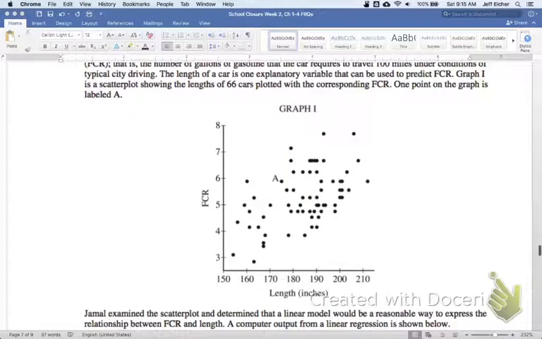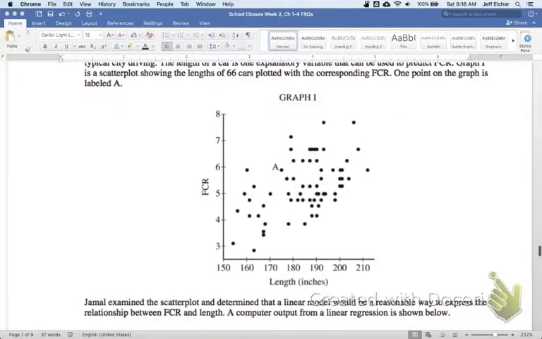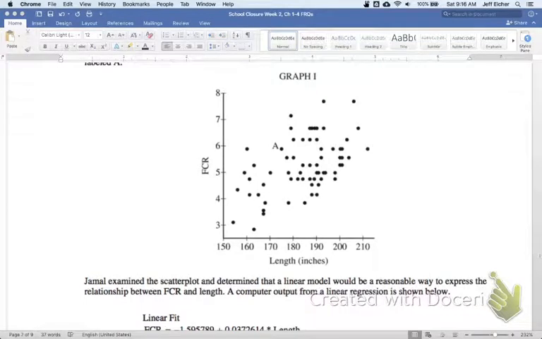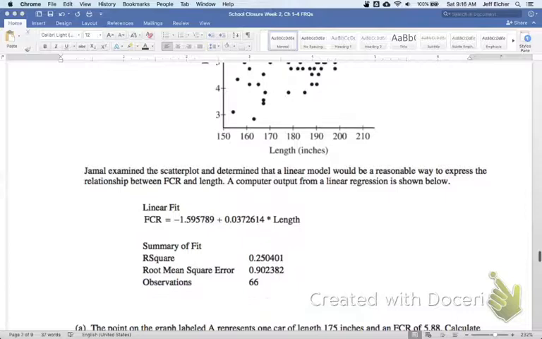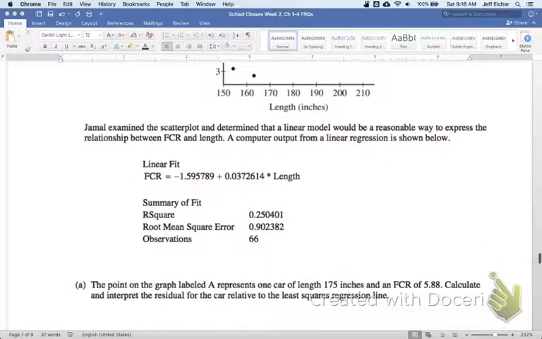Graph 1, we have the length of a car, 66 cars, the length of a car compared to its fuel consumption rate. And we have a point kind of right in the center labeled A. Jamal did a little regression output.